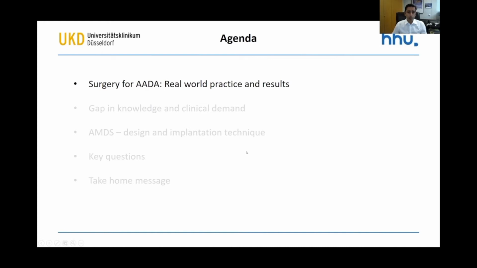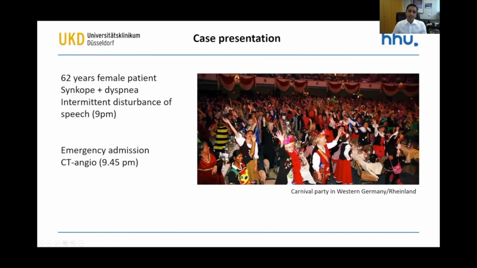So what is the real world in treating patients with an aortic dissection? Usually it's not expected. So either you or your patient have been somewhere else outside of the hospital, and then there is this emergency scenario. For instance, we had very recently a 62-year-old female patient who experienced a syncope, and for that reason was admitted on an emergency basis to the hospital.